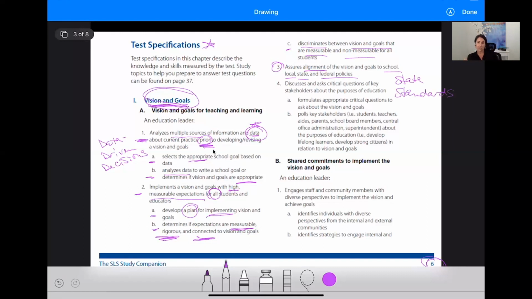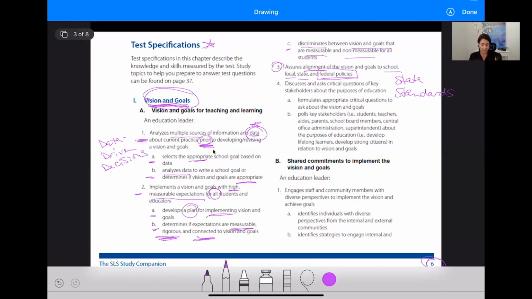The state standards should be driving these instructions, these decisions as well. The state standards should be driving your teacher's instructions. State standards should be driving what kind of goals you're going to implement, because they need to be aligned. Everything should be aligned to the state standards. And of course, the state standards are aligned to the federal policies, like outlined in No Child Left Behind and Race to the Top.